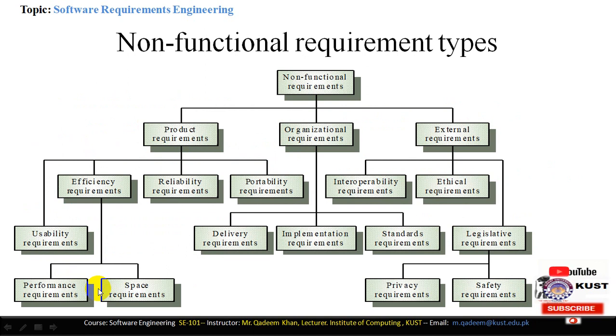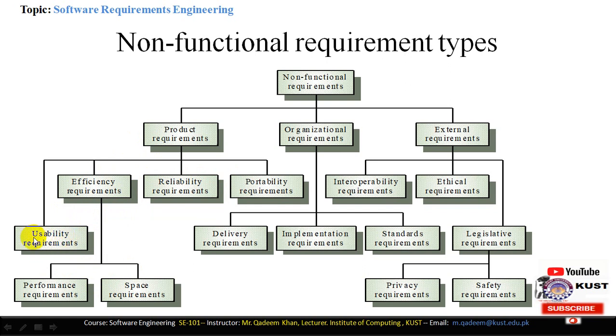Okay, now this is the tree which represents all sorts of non-functional requirements. As we already discussed, non-functional requirements are split down into product requirements, organizational requirements, and external requirements. There are three different types of non-functional requirements. Now, product requirements are split into multiple other non-functional requirements. For example, usability requirements, then efficiency requirements, then performance requirements and space requirements, and also reliability and portability requirements. Now, we will discuss each and every one in a little bit of detail.